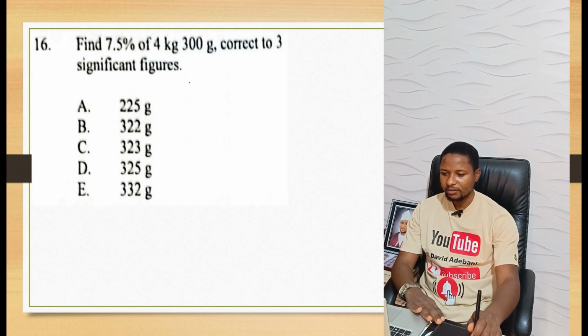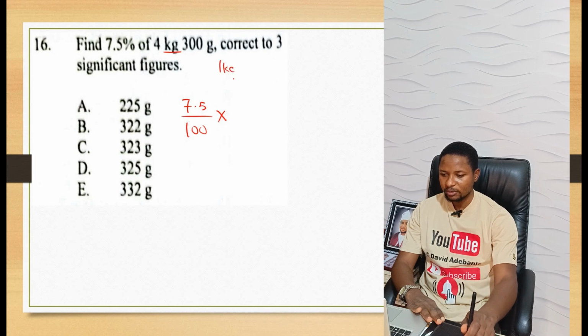Question 16. Find 7.5%. Percentage means over 100. Of means times. Then 4 kilogram 300 grams. And if you look at the options, they are in grams, so I have to change this. You need to know that 1 kilogram is equal to 1,000 grams. So this 4 kilogram is equal to 4,000 grams, and then adding it to 300 will give you 4,300 grams. Then 2 zeros, cancel 2 zeros.